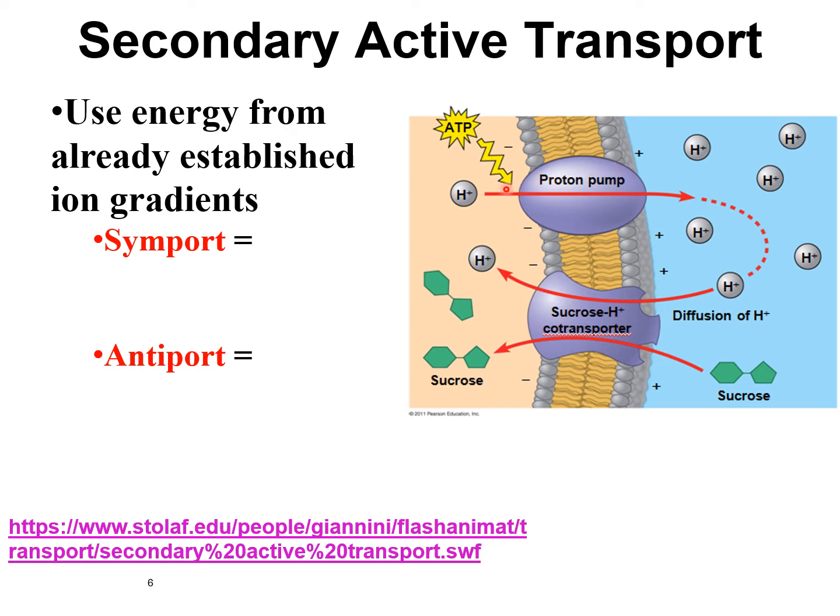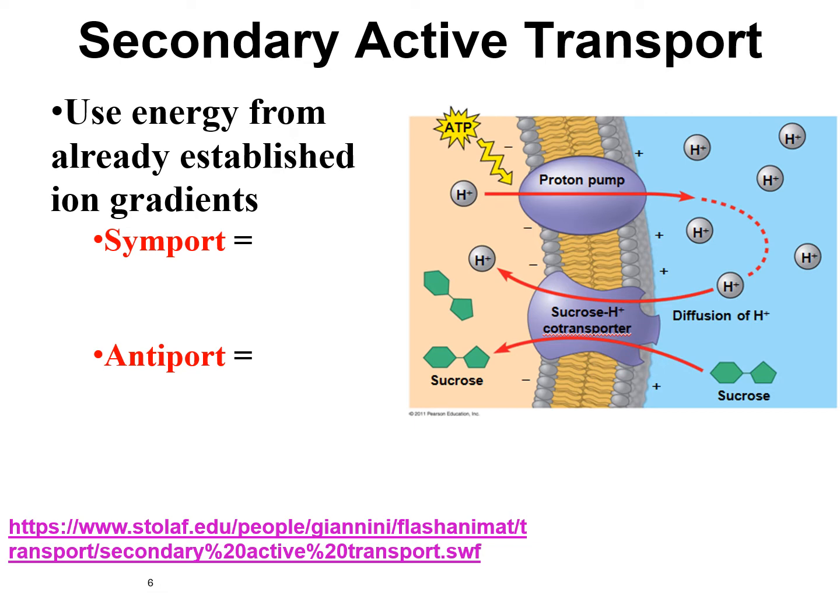So up here on top, this is an example of primary active transport. So notice that the hydrogen ions are moving from low to high concentration, so they're going up the gradient, and we're directly using energy, some ATP, to do that. So this allows the hydrogen ions to be higher outside the cell than inside the cell, and this is what allows the bottom picture, the secondary active transport, to work.